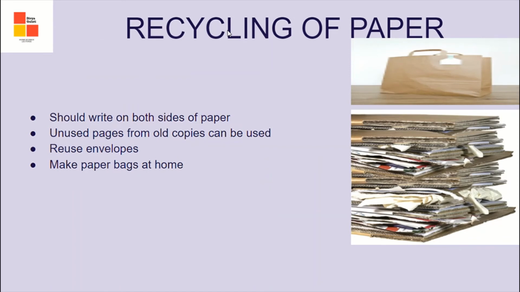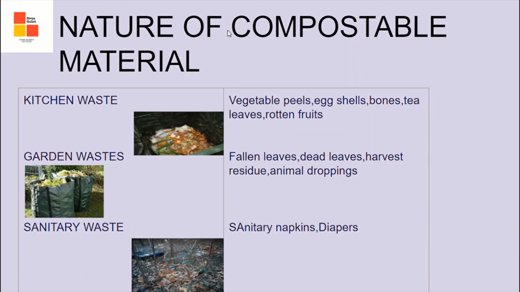Recycling of the paper. The paper should be written on both sides. Unused pages can be used, they cannot be thrown as such. We can reuse in the form of envelopes. Make paper bags at home. Nature of compostable material. There is kitchen waste like vegetable peels, eggshells, bones, tea leaves, rotten fruits. Then there is garden waste like fallen leaves, dead leaves, harvest residues. There is sanitary waste like sanitary napkins, diapers.